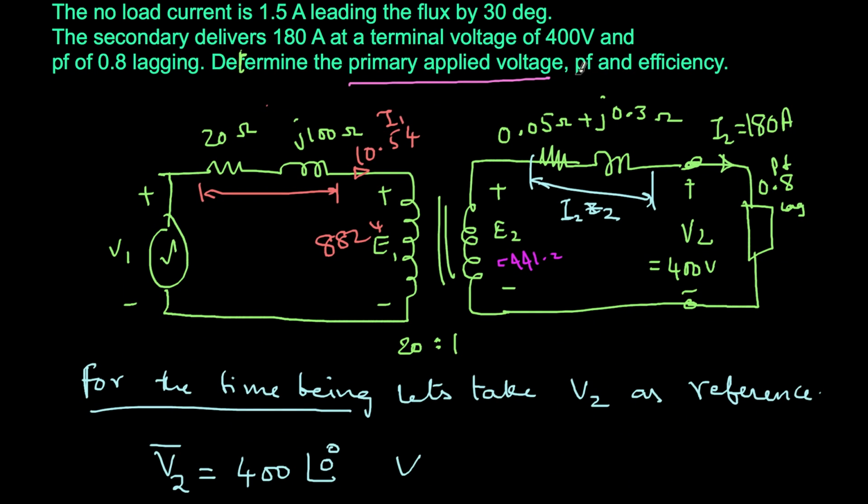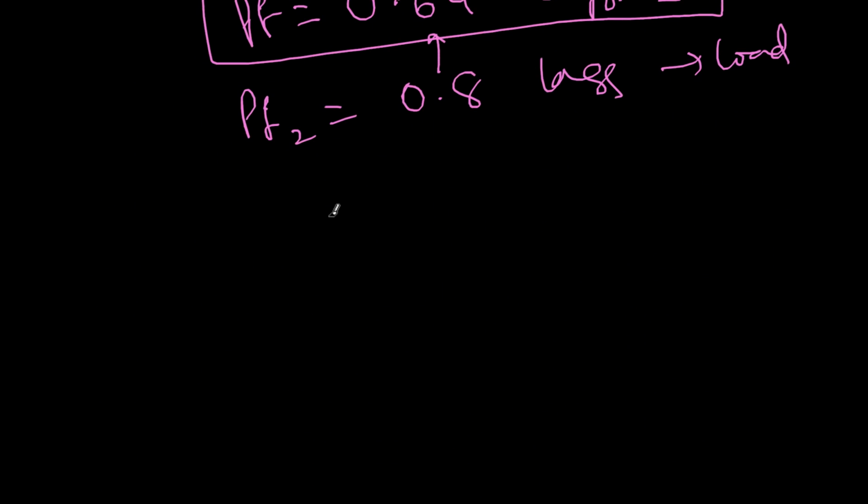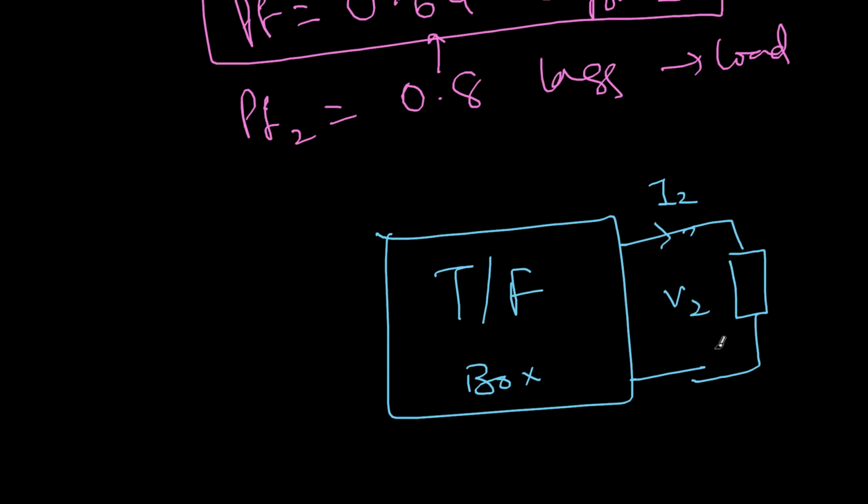So we calculated the power factor. So let's calculate the efficiency. So what is the output? V2 I2 cos phi 2 is the output, the total output of the system. So if this is your transformer, this is the transformer box. I don't care what is inside. I'm getting V2, I'm getting I2, and this is the load. And I also know phi 2. So I can find out P2, that is output power.